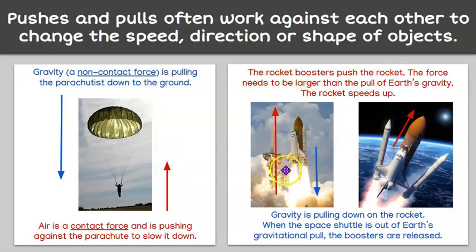In this example, we've got the space shuttle and the rocket boosters push the rocket. The force needs to be larger than the pull of Earth's gravity. This allows the rocket to speed up. So gravity is pulling down on the rocket, but when the space shuttle is out of Earth's gravitational pull, the boosters are released.